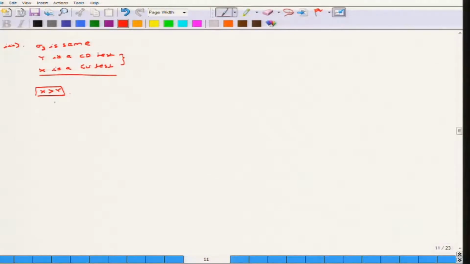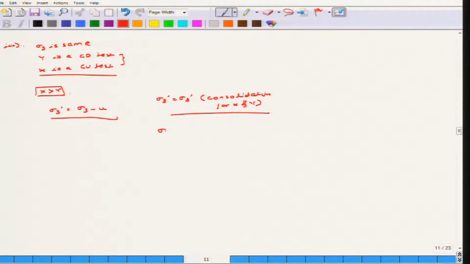So in this case also, x is a CU test, so obviously the effective stress for x will be less, because the sigma 3 or the consolidation pressure for both x and y at the end of the consolidation was the same. So sigma 3 dash is equal to sigma 3 dash at the end of consolidation for x and y. But then what happened was that in one of the cases it was an undrained test, while in the other case it was a drained test. So sigma 3 dash in one of the cases reduced from the sigma 3c at the end of consolidation, while in the other case it was the same.